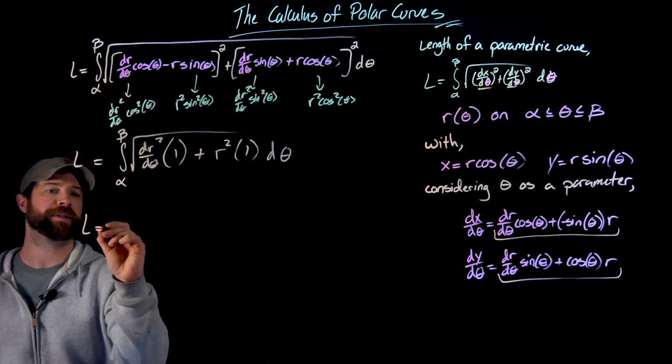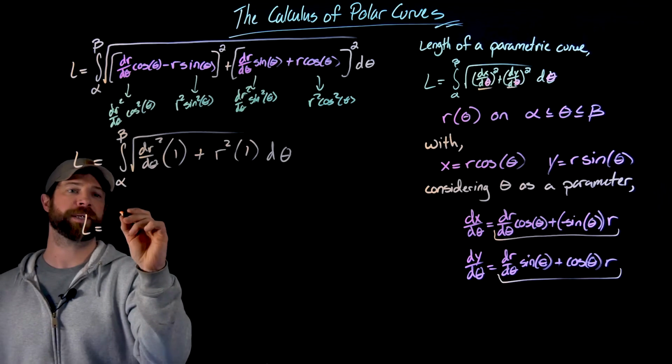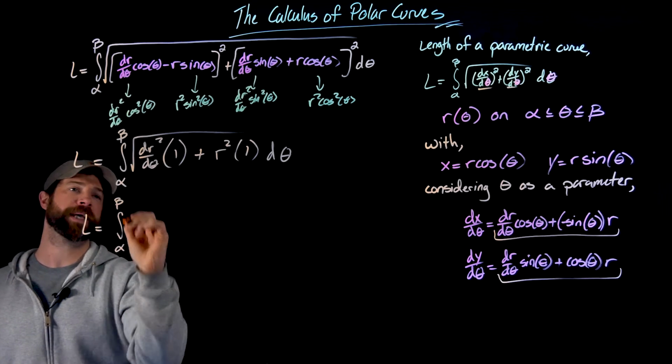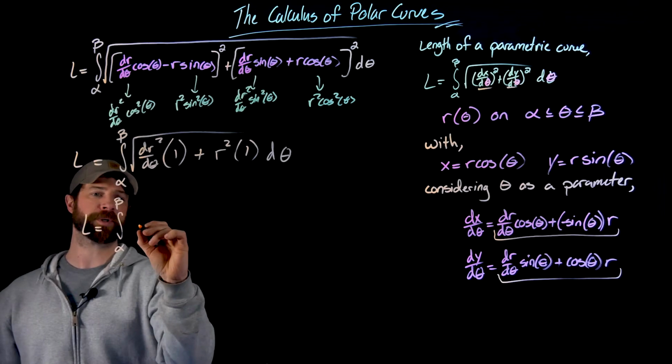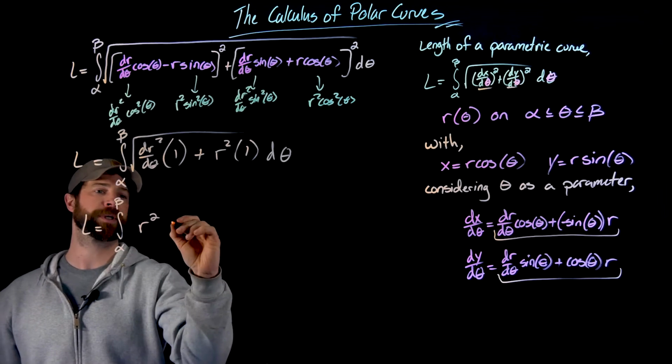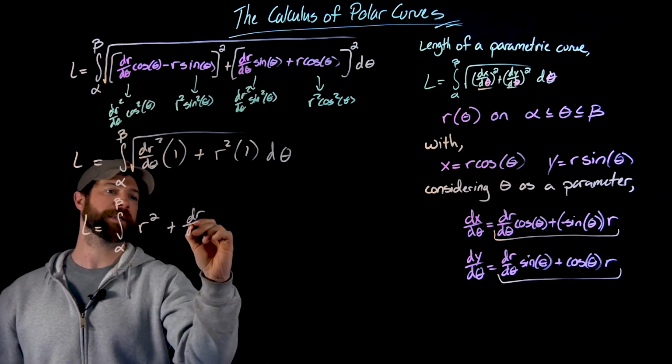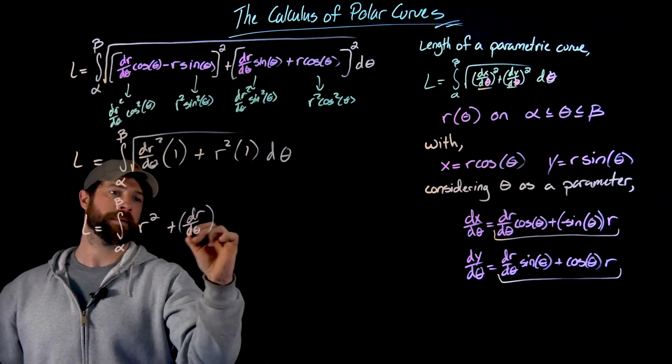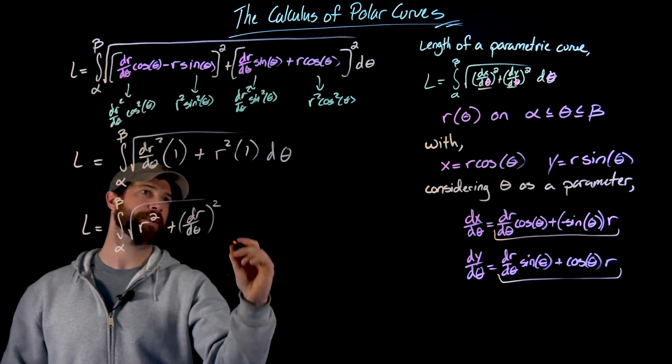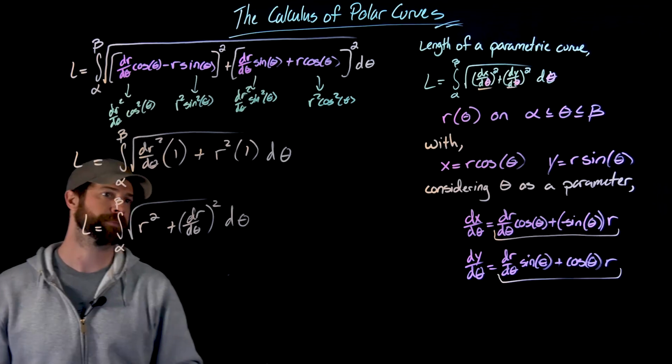We now have the arc length, again, given this situation right here, from alpha to beta. I'll put the r squared first, more classically, plus dr d theta squared, the square root of all of that jazz.